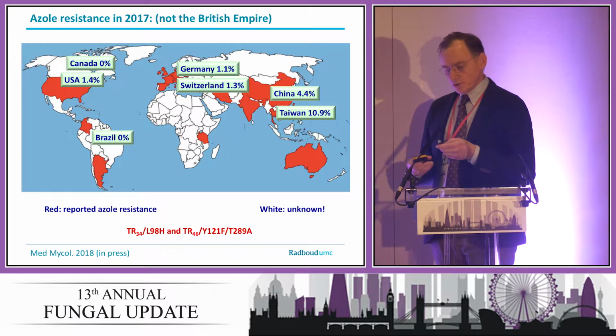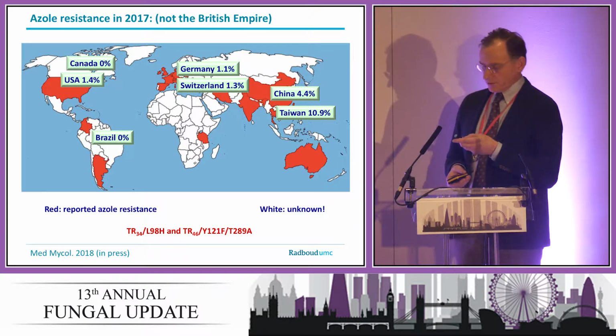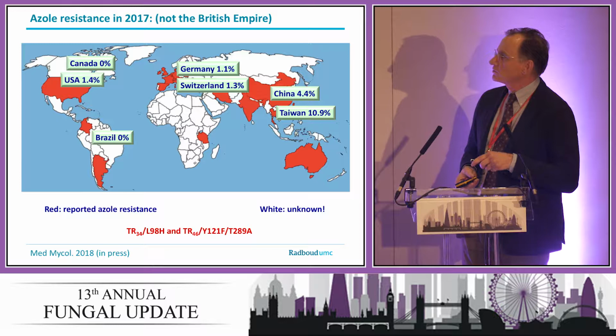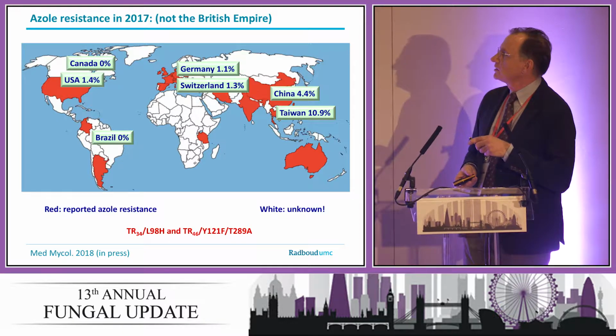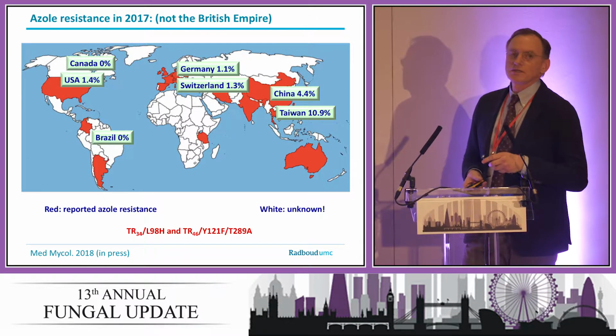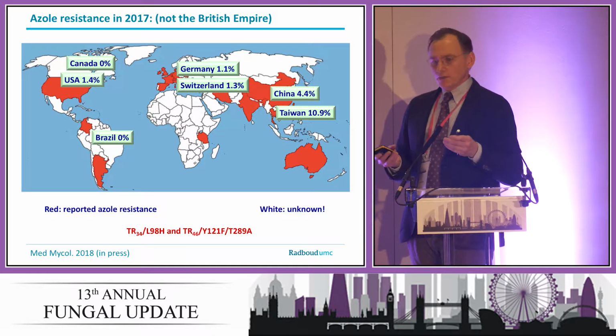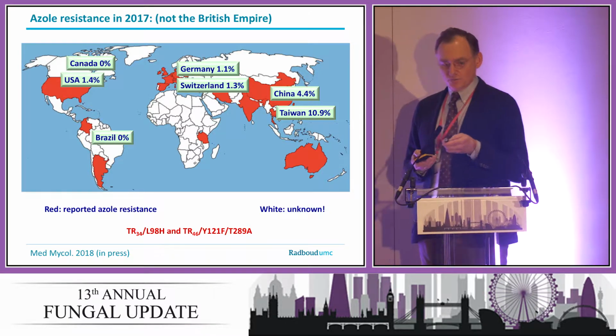If you go through the recent literature and you look at the frequencies, you can see that in some countries, like in Germany, 1.1%, in Switzerland 1.3%, also in the US, a year ago it was 0%, but now it's 1.4%. Some countries report 0%, and other countries like China and Taiwan report higher levels. So there's a very high diversity in resistance frequencies.